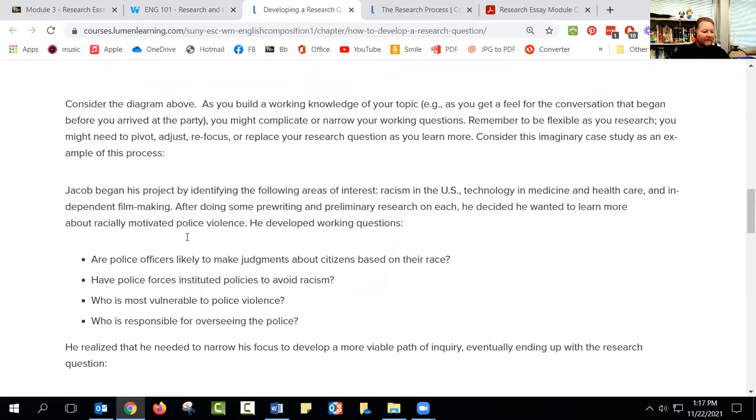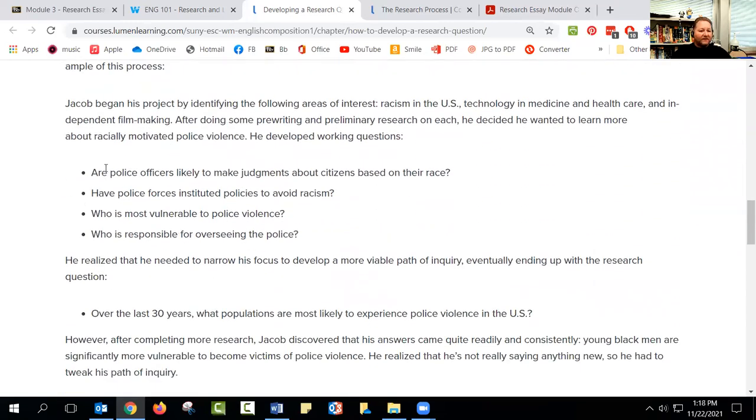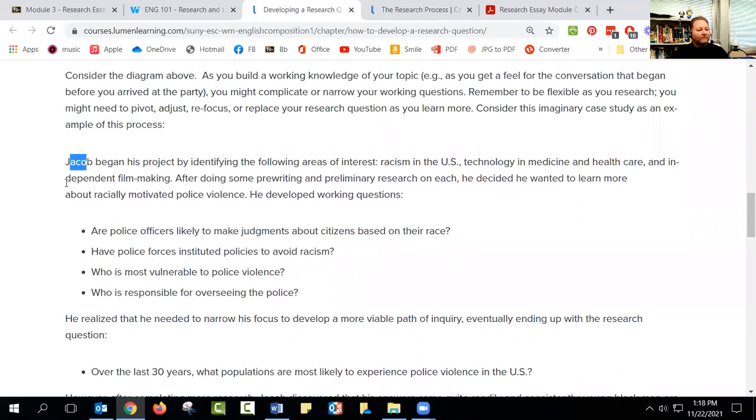So we're looking at this one, and there's another example of how to get to something like this. Starting here, right? So this says Jacob began his project by identifying the following areas of interest. So he looked at a list of possible topics, and he looked at racism in the US, technology and medicine and healthcare, and independent filmmaking. He just chose those 3 out of the list because he thought those looked the most interesting to him. And then he did some pre-writing, he did some Googling, a little bit of research, and he was like, you know what? I want to learn more about racially motivated police violence, right? So he's clearly chosen racism in the US. And now he's a little bit more specific, racially motivated police violence, right?